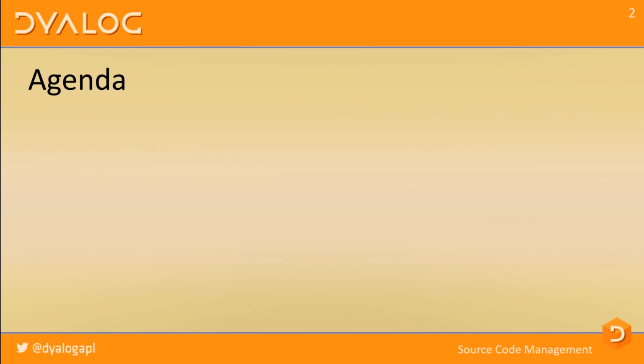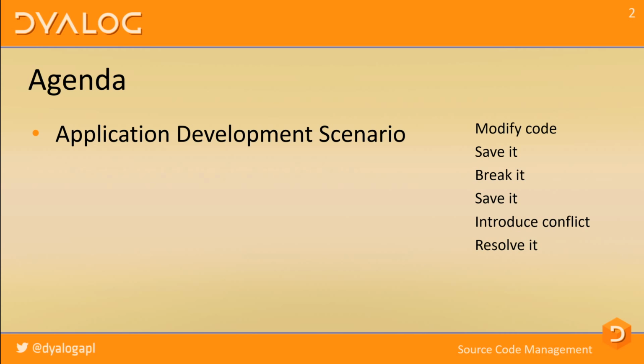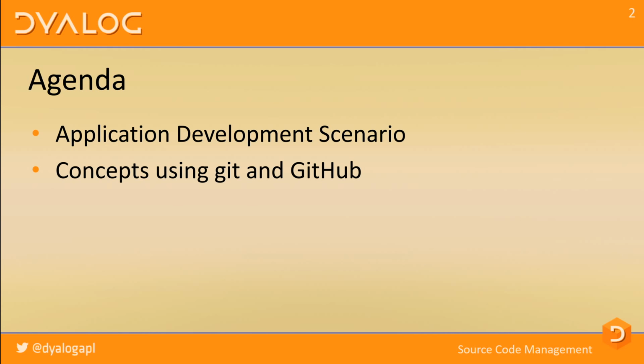So in today's agenda, we're going to first run through the application development scenario that Morten mentioned. We're going to modify code, so we're going to save it, we're going to break it, we're going to save it again, we're going to introduce some conflict between two developers, and resolve it and see how that goes. Next we're going to talk about some concepts using a technology or a system called Git and a service called GitHub. And then we're going to go into some details on a utility that we use here to manage our Git repositories called SourceTree.